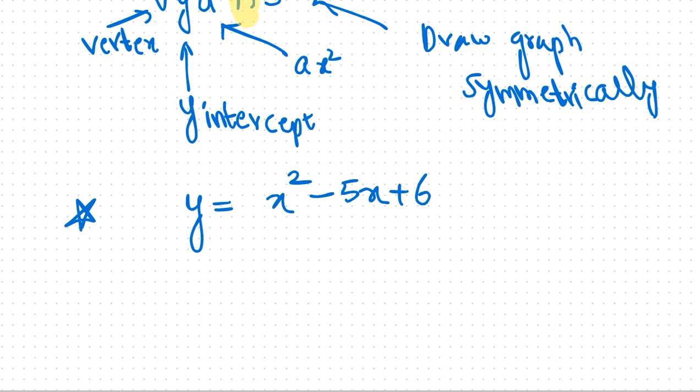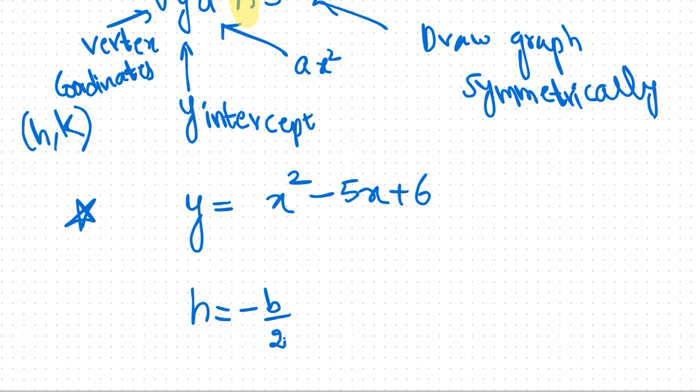By converting it to vertex form. Vertex coordinates means h and k values basically, correct? So h value, do we have a direct formula? Negative b over 2a, right? Is how much? 2.5.